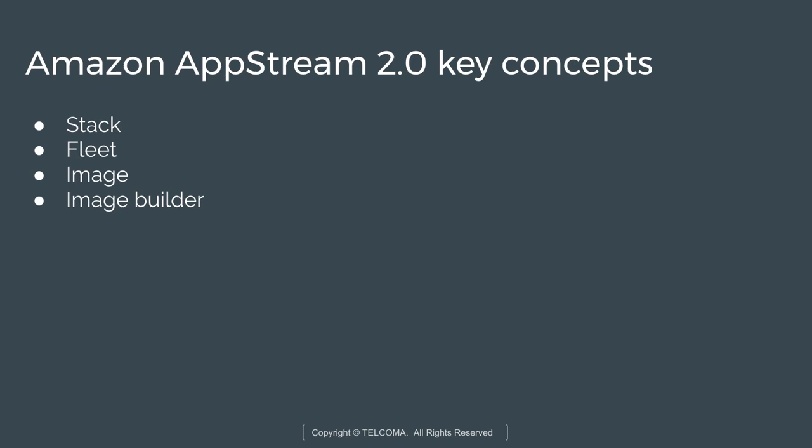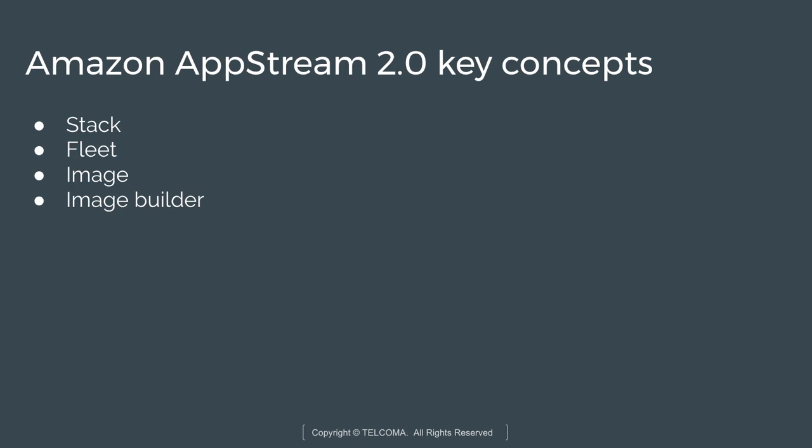Now we have some key concepts: stack, fleet, image and image builder. So, stack. We have to set up an AppStream 2.0 stack to start streaming applications to user browsers. An AppStream 2.0 stack consists of a fleet of streaming instances, user access policies and storage configuration. That means this stack contains instances, user access policies and various storage configurations.